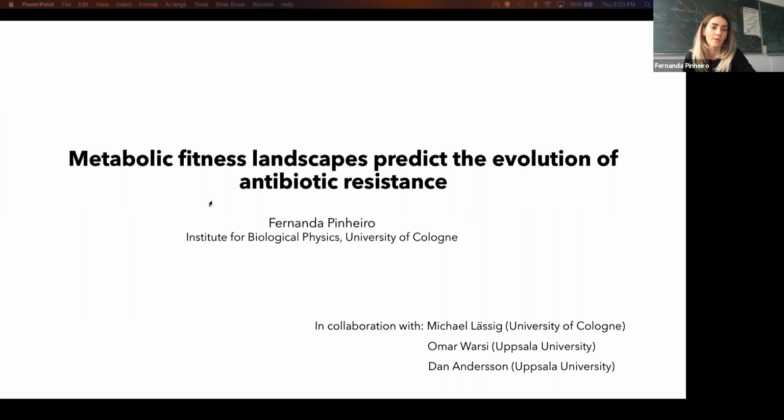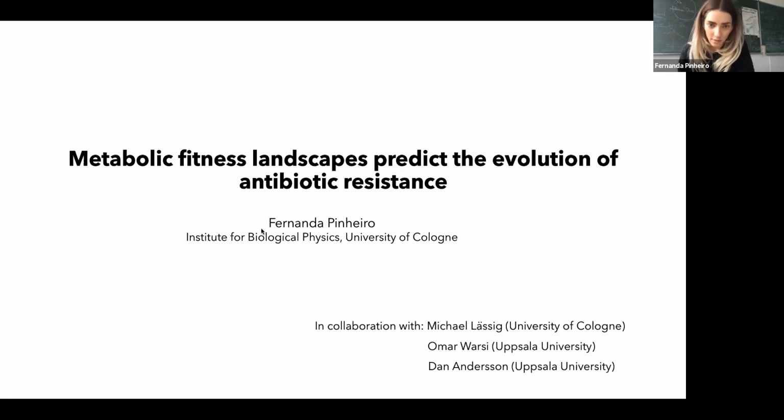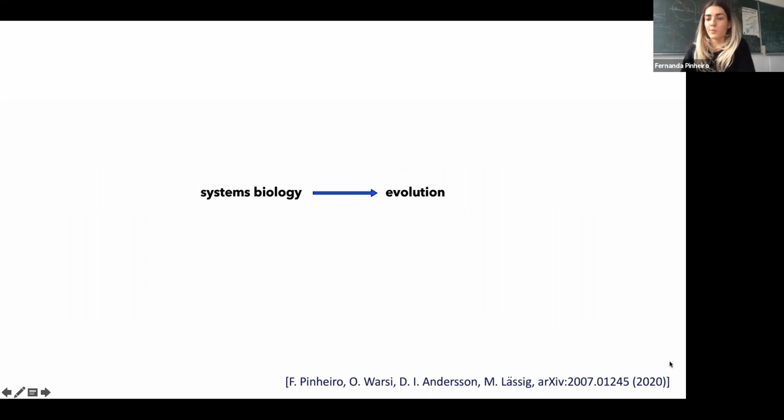Today we're going to talk about metabolic fitness models, and we're going to use them to predict the evolution of antibiotic resistance. So this is work that I've been doing together with Michael Essig at the University of Cologne. And the experiments are done by Omar Varsi and Anderson at the University of Uppsala. So the work is based on this preprint, which I hope will materialize very, very soon in its final form.